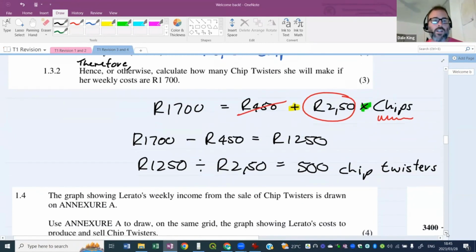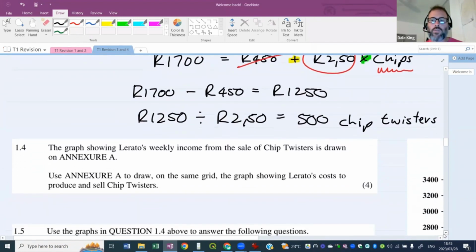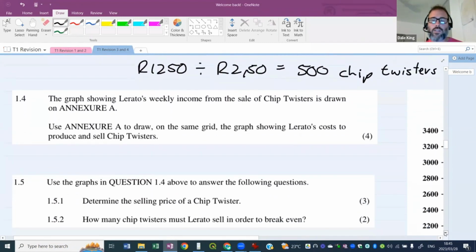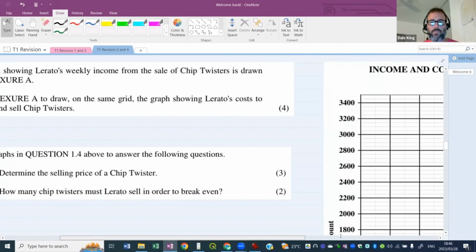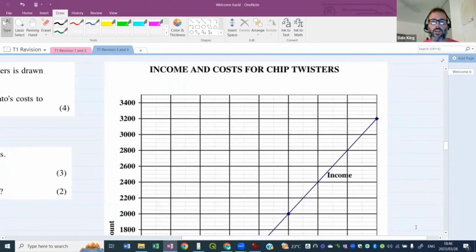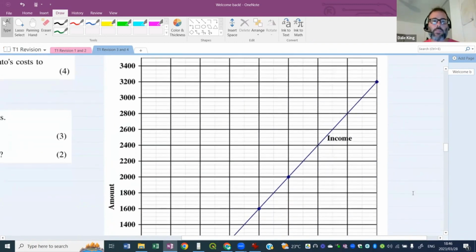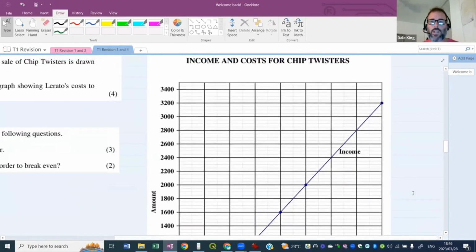All right. Next question. I'm even worried about showing you guys this, but let's have a look and see. There's a lot of writing. Oh dear. 1.4. The graph. I haven't seen the graph yet. I'm going to show you the graph. The graph showing Lorato's weekly income from the sale of chip twisters is drawn on Annexure A.